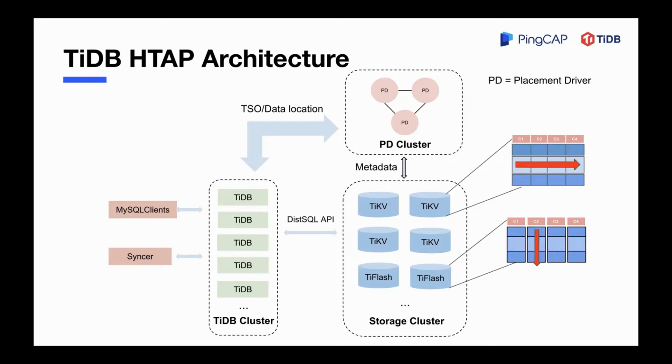And then we also have the PD cluster. The PD cluster is responsible for the data placement and also the timestamp. So this is the general architecture. You can see that inside one TiDB cluster, we provide the capability to handle both row store and column store at the same time.